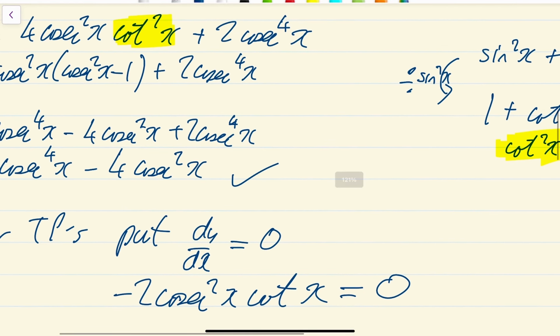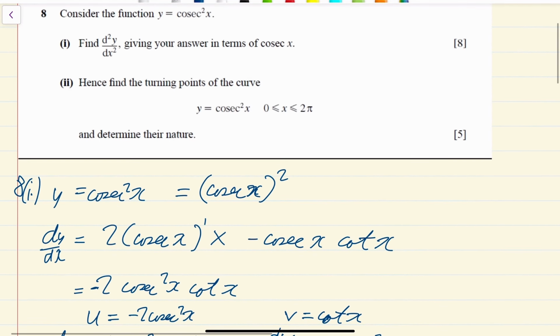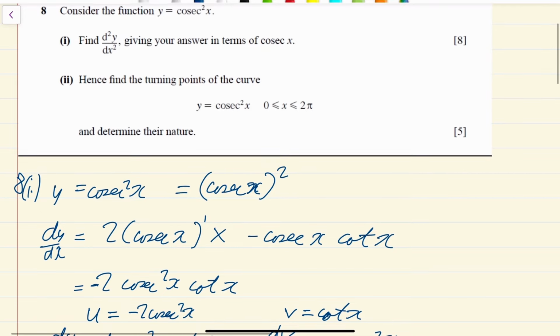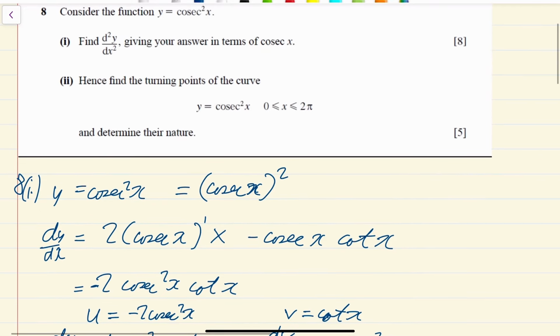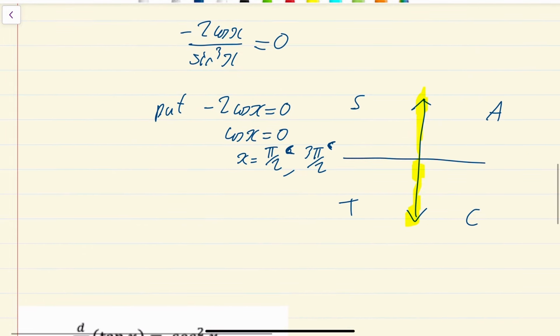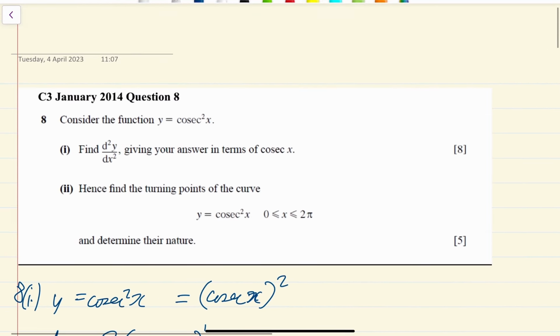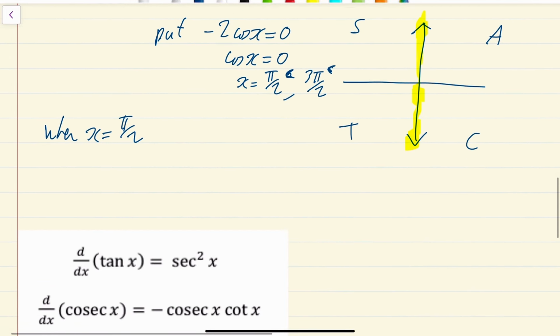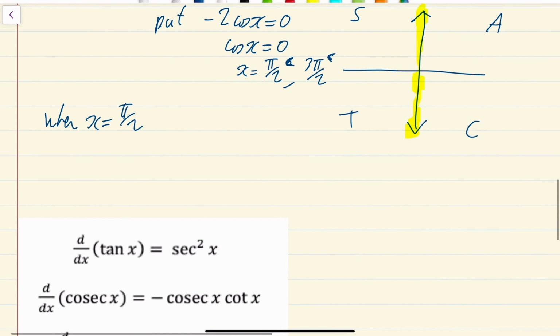But you also need to find the turning points on the curve, and you need to find their nature. So we'll say when x is equal to pi over 2, you want to find your original thing, remember, was cosec squared. So y is going to be equal to cosec squared of pi over 2.